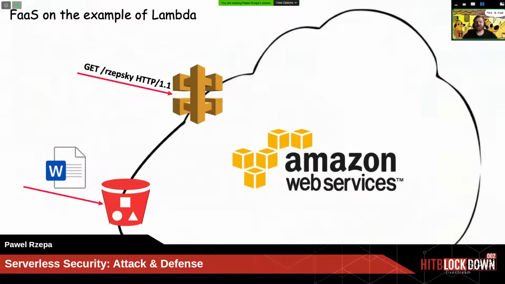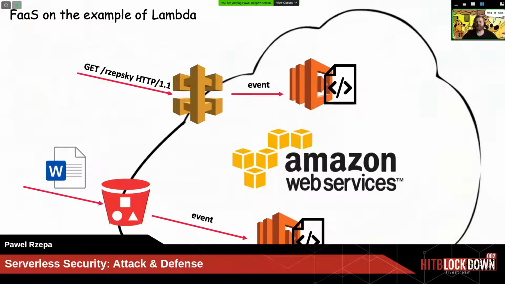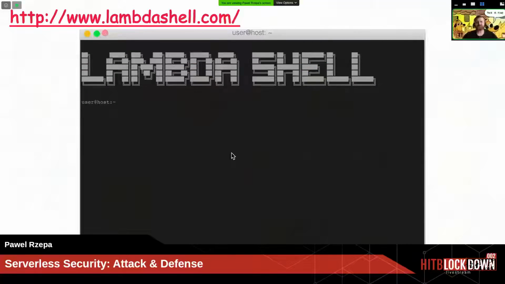The code execution is triggered by an event, and there are various event sources. For example, it can be uploading a file to your S3 bucket or an HTTP GET request to your API gateway. The event triggers the runtime environment and executes the Lambda function code. Lambda functions work as a lightweight micro virtual machine based on Amazon Linux image.